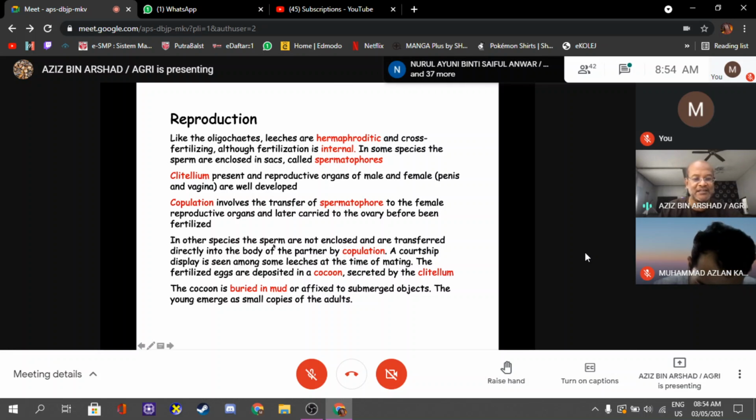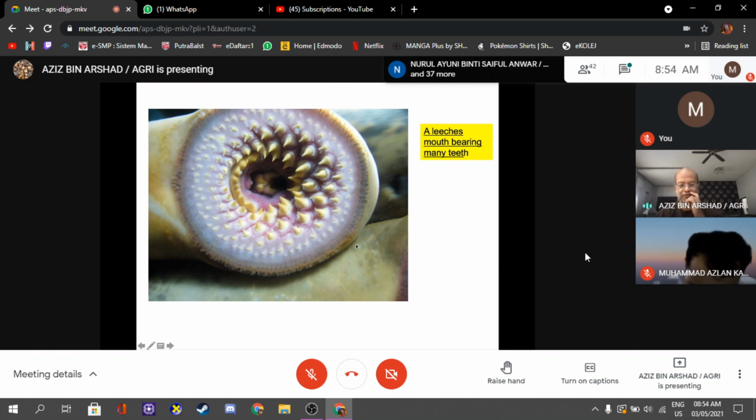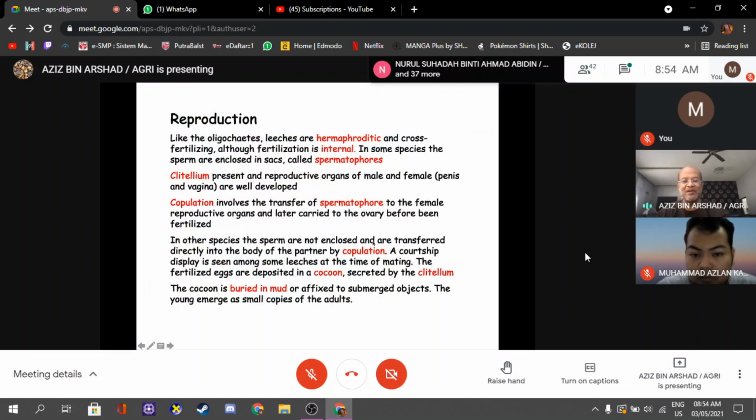So, in other species, sperm are not enclosed in spermatophore. They are transferred directly into the body through copulation. Courtship display can be seen in some leeches. You can find this on Google. The fertilized eggs are also deposited in a cocoon, same like earthworm, and the cocoon is secreted by the clitellum. The cocoon is buried in mud or affixed to aquatic plants. The young emerge as small copies of the adult.